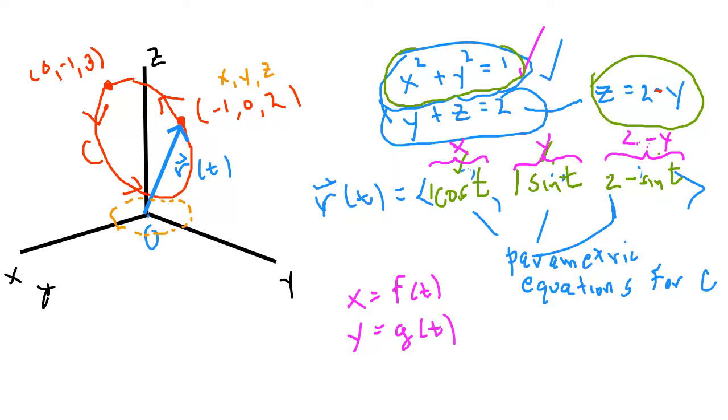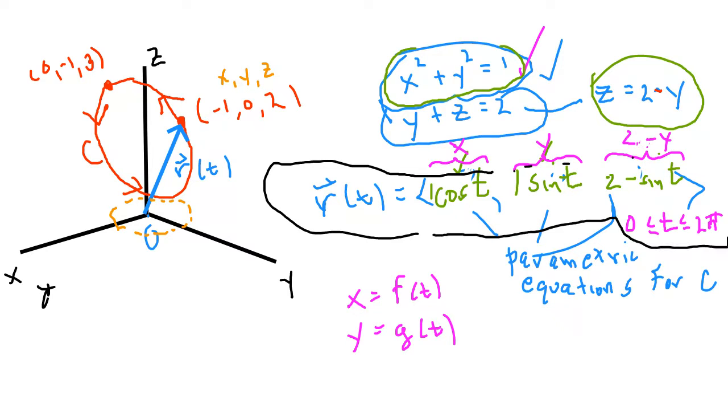Now, what would the limits be on t to trace this oval out once around? What would the limits be, you think? That's right, Alberto, 0 to 2 pi. Now we can check this answer out. We can try to confirm it.